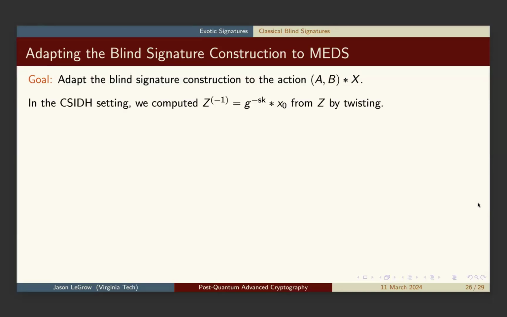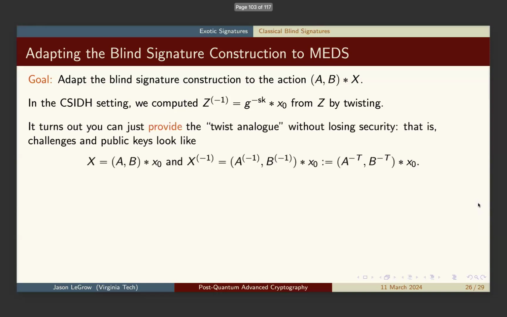In the CSIDH setting, I was able to compute the quadratic twist easily. It turns out that in the code setting, you could just give everyone all the twists they would need. Suppose at some point they would need the twist of something; you could just give it to them at every step. So every commitment and every public key will include the twist analog from before. What do I mean by the twist analog? If the public key is (A, B) acting on X naught, then the twisted public key I'm going to denote as A to the minus 1, B to the minus 1 acting on X naught.